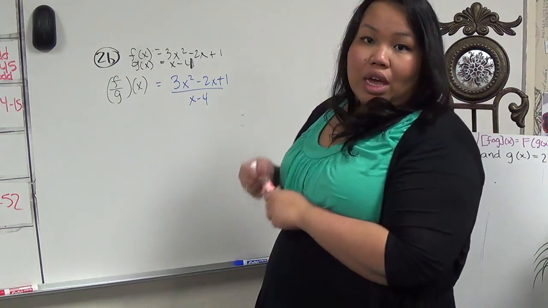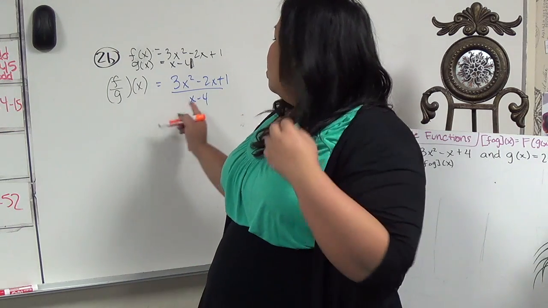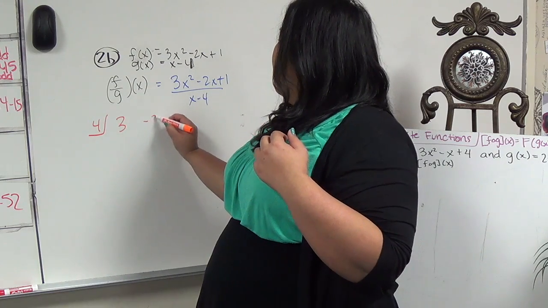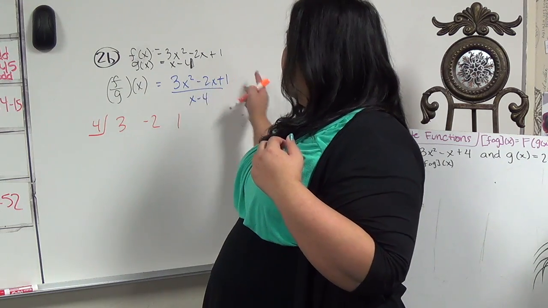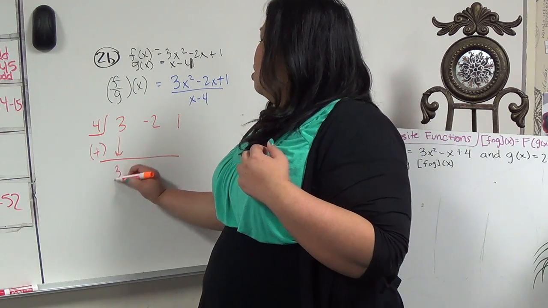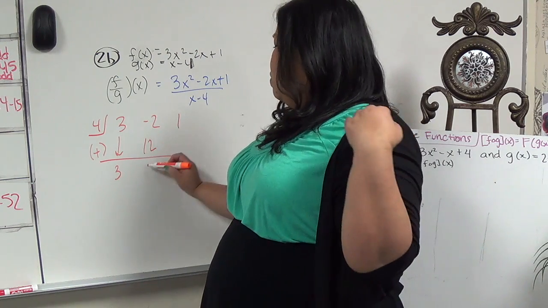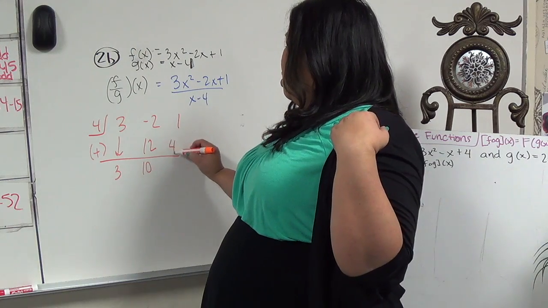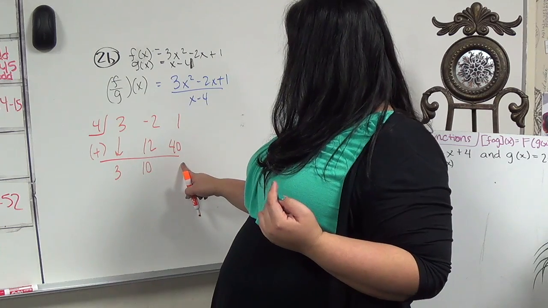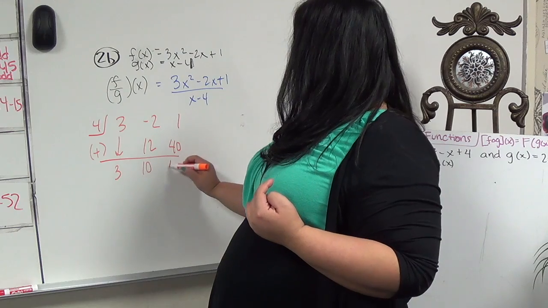Then I can simplify it, right? So what I mean is if I take x minus 4, I'm going to do synthetic division, right? This will be 4, 3, negative 2, 1. I'm going to add. I'm going to bring this down. 4 times 3 is 12. 12, negative 2 is 10. This is 40. 4 minus, this would be 41.